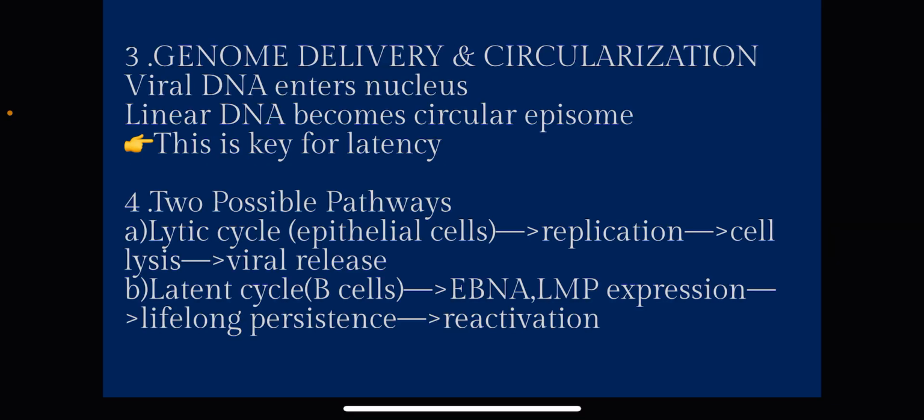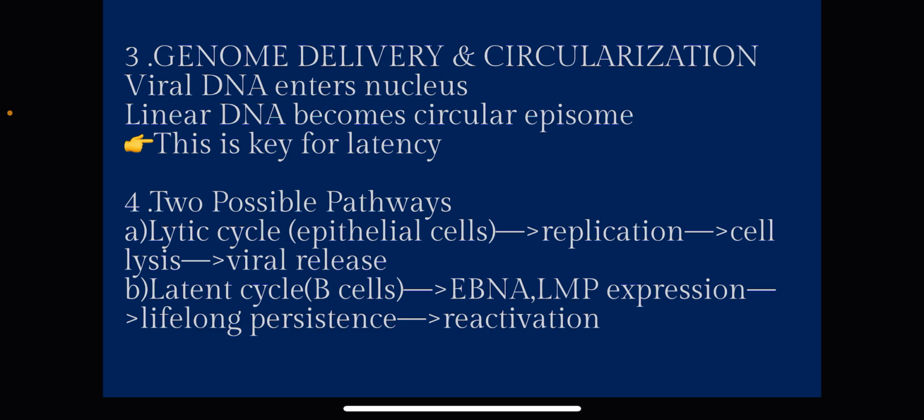Genome delivery and circularization. The viral DNA enters the nucleus. The linear DNA becomes circular episome. This is the key for latency. Two possible pathways, as we have already discussed: the lytic cycle and the latent cycle. The lytic cycle is seen in epithelial cells as to the B cells. There is the replication and the cell lysis and the viral release.